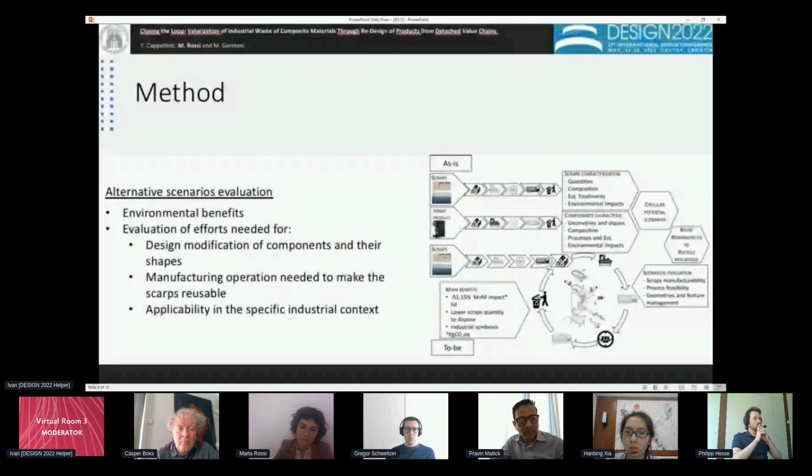Then, the evaluation of the to-be scenario by quantifying the environmental benefits obtainable by the implementation of the strategies and evaluating the effort required for design modification of components and their shapes, which need to allow the application of the circular scenario identified, and manufacturing operations needed to make the scrap reusable. The environmental benefits of circular strategies need to be verified by the use of quantitative methods and tools like, for instance, life cycle assessment.